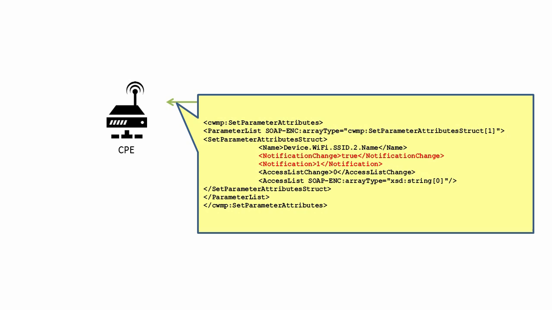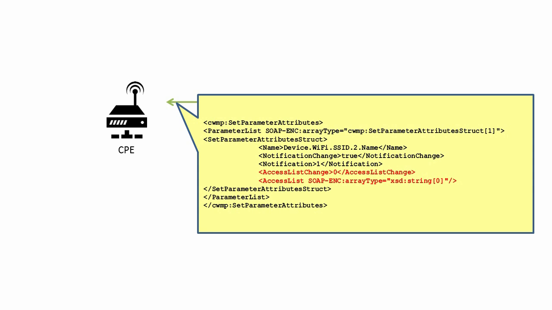Notification change as true indicates that the value in the notification argument should be used as the new value for the notification attribute. If this is false, then the value in notification should be ignored. Similarly, the next arguments are access list change and access list. Access list change serves the same purpose as notification change.